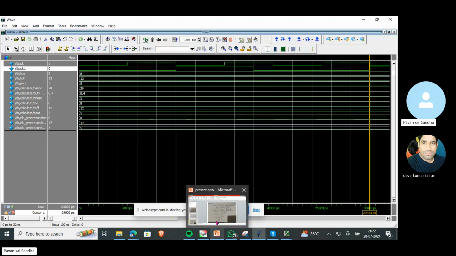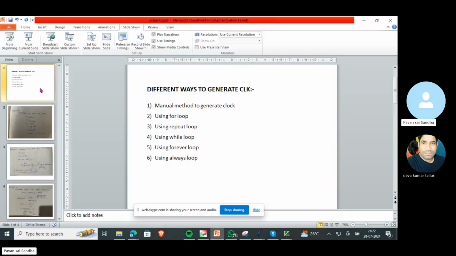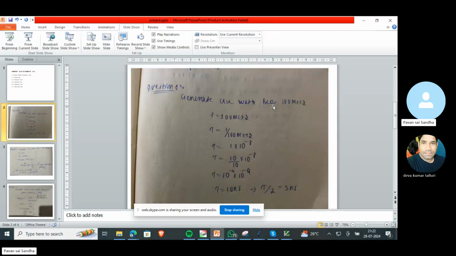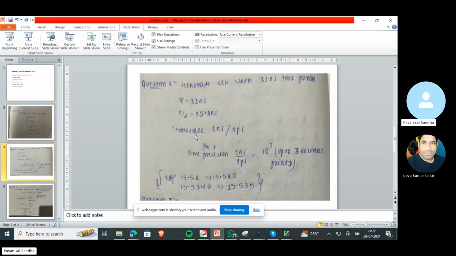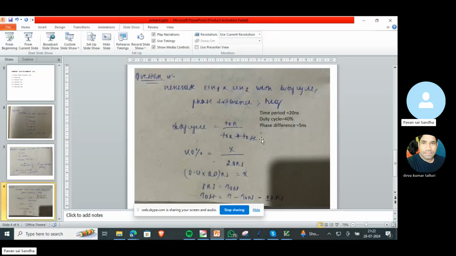Okay, we have achieved that. From this presentation, we have learned how many ways we can generate a clock. And if someone gives us a frequency or time, we can write the code using any method. If someone asks to generate two clocks with no phase difference, we can write code. And if they ask us to generate a clock with a duty cycle, we can do that also. We have discussed all this. This is a summary of this presentation.